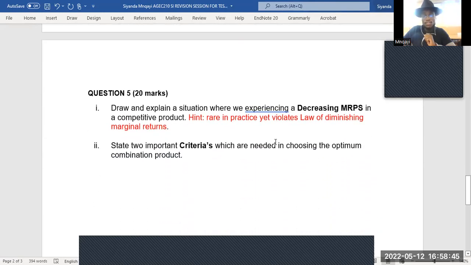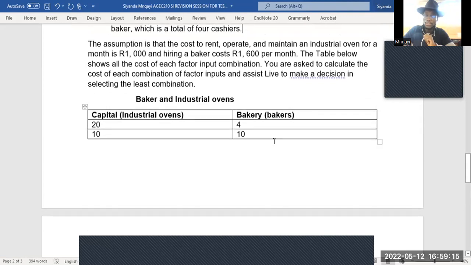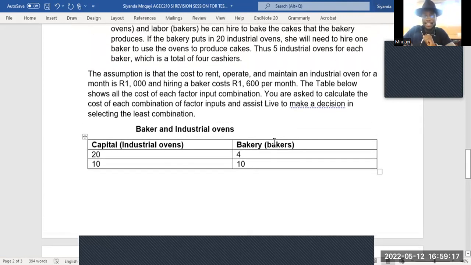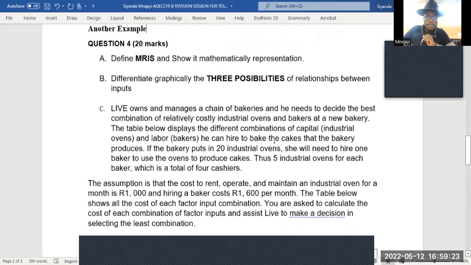Now the question says you must draw and explain a situation when experiencing a decrease in marginal rates of product substitution in a competitive product. Then you have to state two important criteria which are needed in choosing an optimum combination product. That one is question 5, but I think it was changed from this one.